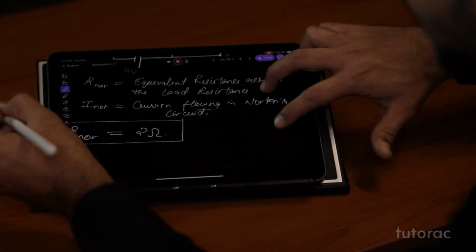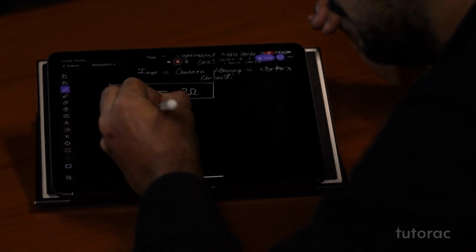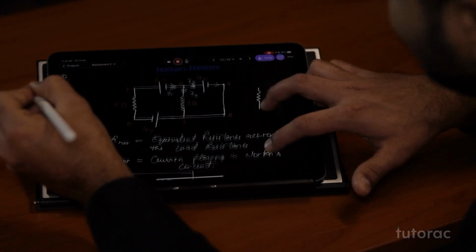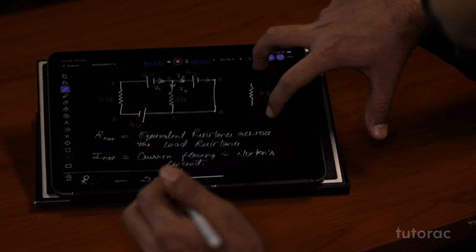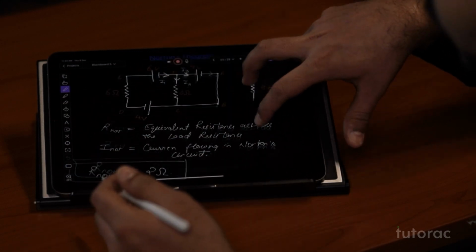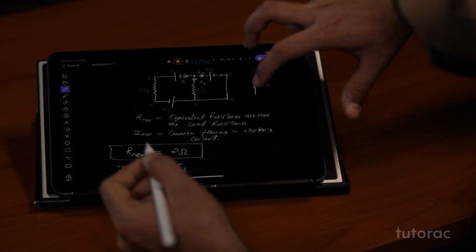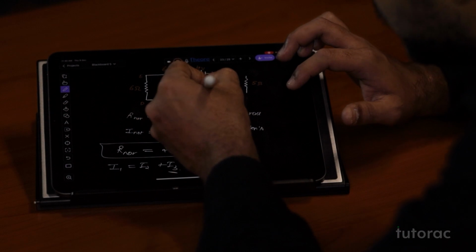I can then easily write here by KCL, I1 equals I2 plus I3. Now we have to calculate the I3. I3 calculation is our main motive, but to do so, first we have to calculate I1 and I2, then only I can calculate I3. So let's start by calculating the I1 first, or anything. Let's start with this loop.